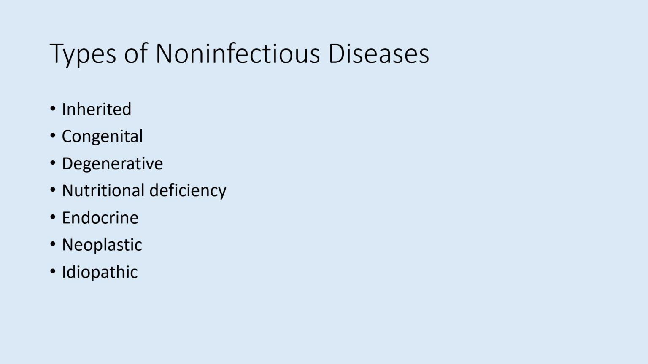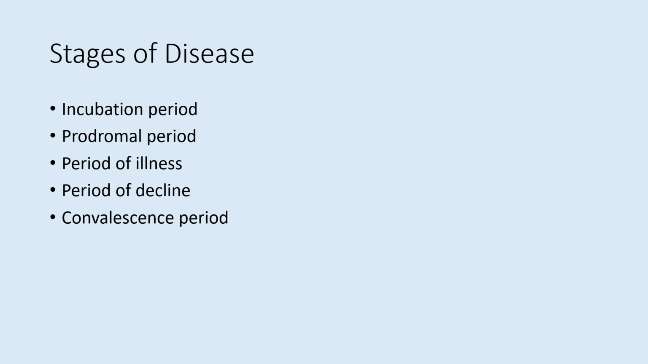What are some types of non-infectious diseases? You have an inherited disease. You can have congenital, that you're born with, degenerative, nutritional deficiency, endocrine. Endocrine refers to hormones, for those of you who have not had A&P. Neoplastic or idiopathic. Idiopathic is one where we don't know what the cause of it is.